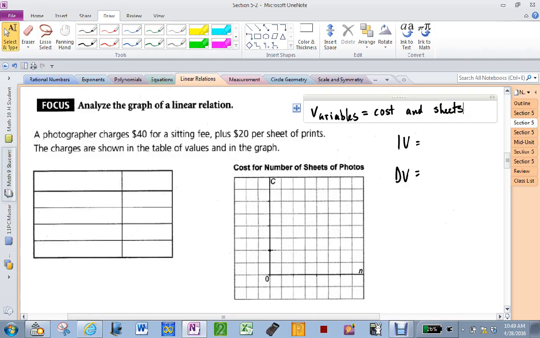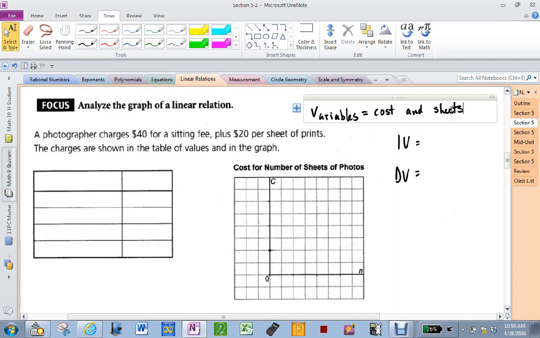Now, which is the independent variable? Cost. The sitting fee never changes. It's $40. The sitting fee is not a variable at all. It's always $40. So, we've already said cost and sheets are the variables. Which one is independent? Sheets. Why? Because cost changes depending on sheets.